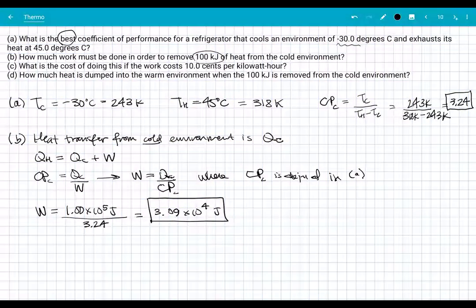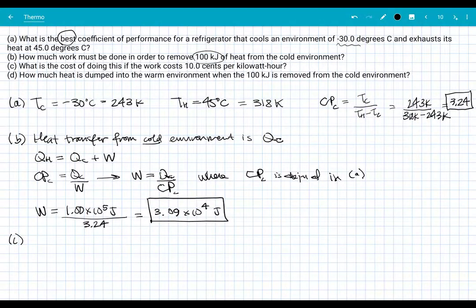Okay, so notice that this isn't watts, right? This is joules. This was to remove a particular chunk. We're not even talking about how long it would take to do that. So part C, though, does ask us, what is the cost of doing it?